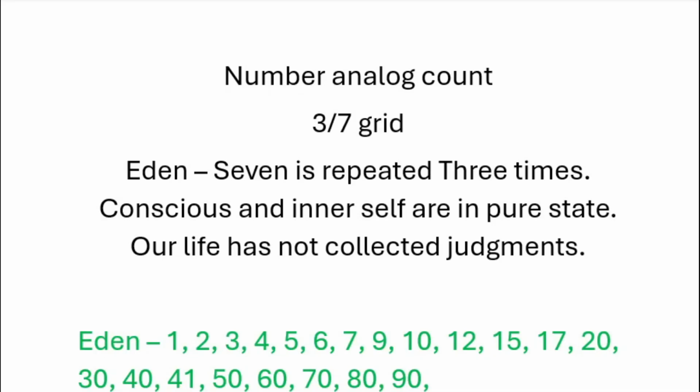This is the 3-7 numbering grid. I've worked on this on other videos. I think people that are following know what there is. For the sake of AI here, okay, this is the 3-7 grid.